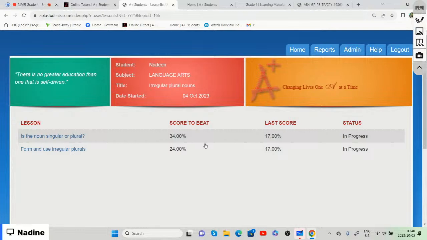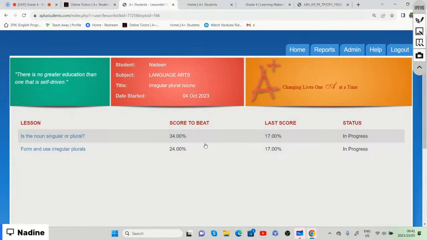So that is referring to our irregular plural nouns, where it does not follow rules at all. You are just going to have to remember the noun. You're going to have to remember the plural form when it changes from being singular.